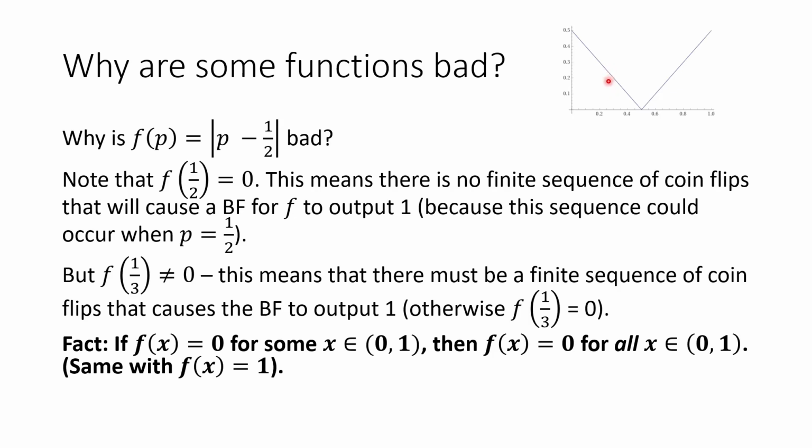In general, we can summarize this argument into the following fact: if f of x is 0 for any x inside this interval, then f of x has to be 0 for all x in this interval. And the same thing holds for f of x equals 1. If f of x equals 1 for any x in this interval, f of x has to equal 1 for all x in this interval.